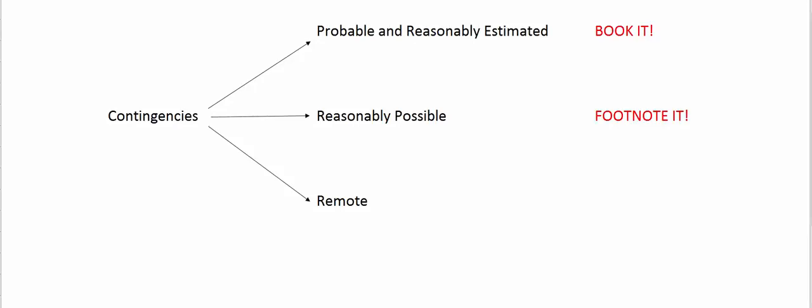If it's just reasonably possible, suppose we own a patch of land that's upstream from some other land that's been contaminated, and it could be the contamination would be coming from our property or a couple other properties. It's reasonably possible, but it's not probable. So we should footnote it.